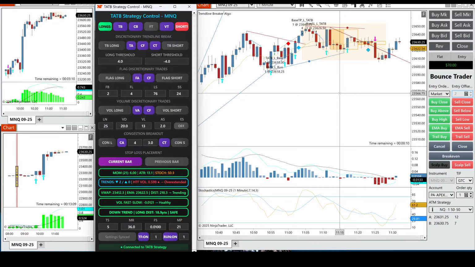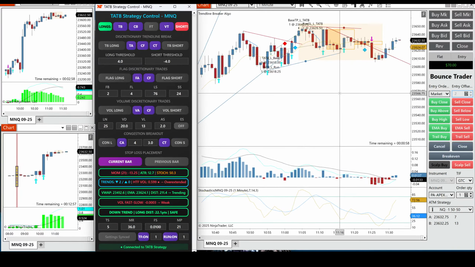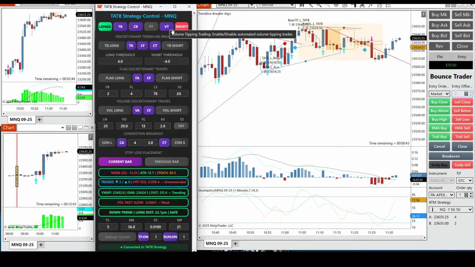Yeah, so these strategies cover trend line break strategy, congestion breakout strategy, flag trade strategy, and volume trade strategy. This VT is an algo trade. It has its own algorithm. It's not just going to enter on every single volume signal. It's looking for a compound signal. So it's a chop with a compound signal.